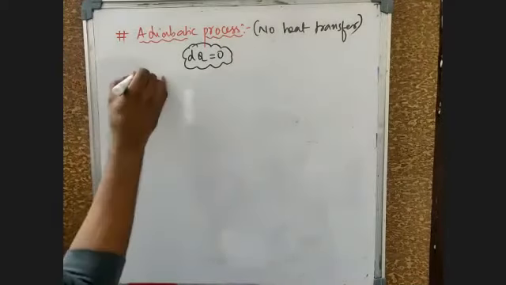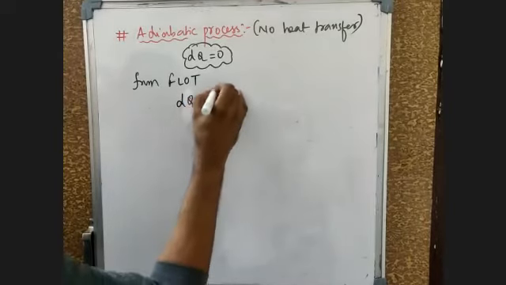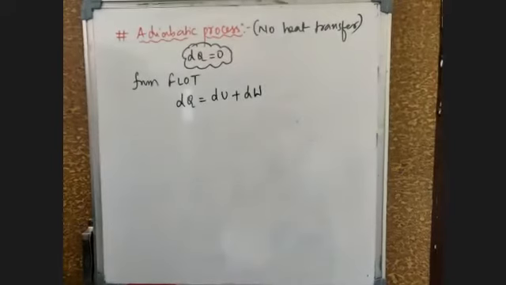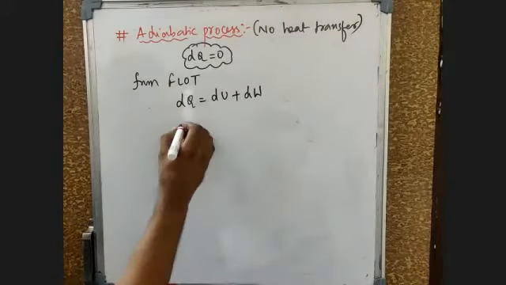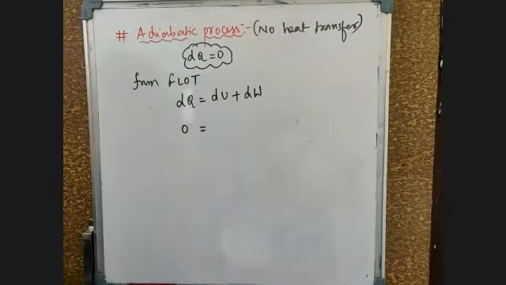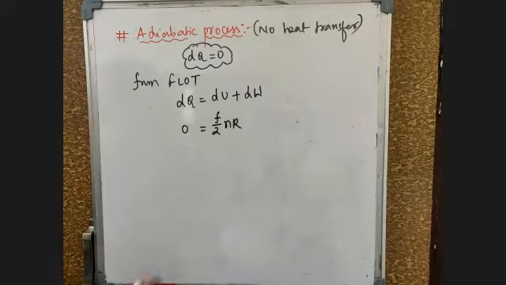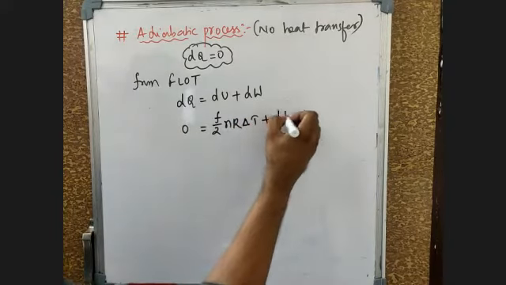From the first law of thermodynamics, dQ will be equal to dU plus dW. dQ is equal to dU plus dW. dQ value is 0. What is the dU value, beta? dU value is nothing but equal to f by 2 nR dT, that is delta T, plus work done, that is nothing but dW.